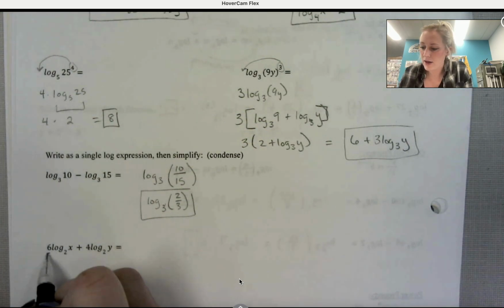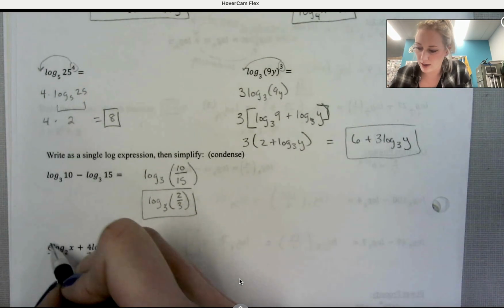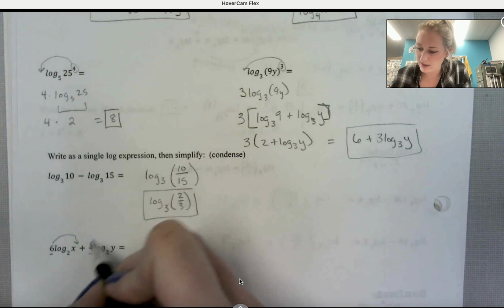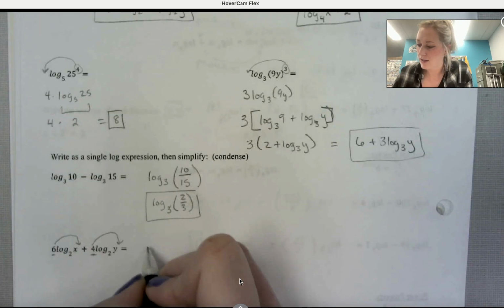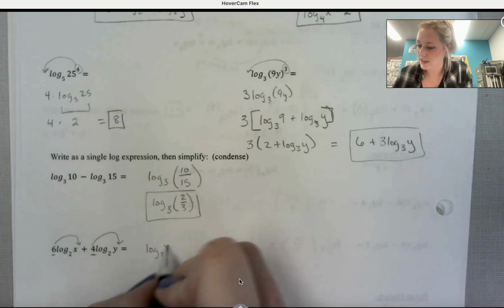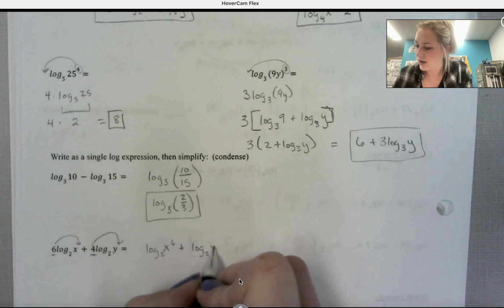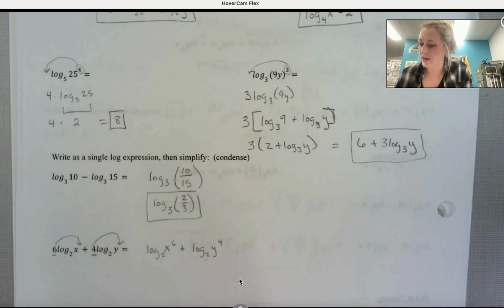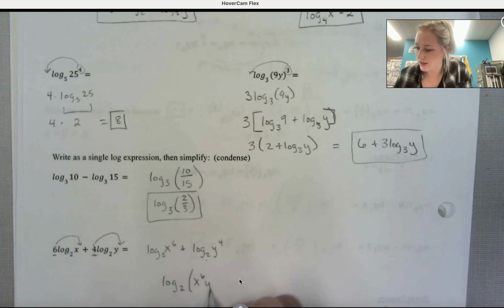Anytime I have a number being multiplied in front, we do want to bring that up as an exponent first before I combine addition and subtraction. So move that 6 to the power, move that 4 to the power. So we have log base 2 of x to the 6th plus log base 2 of y to the 4th. Same base, so I can combine. Addition combines to multiplication. So we've got x to the 6th times y to the 4th.